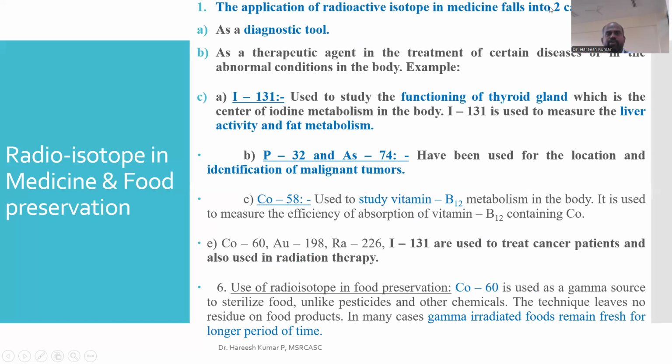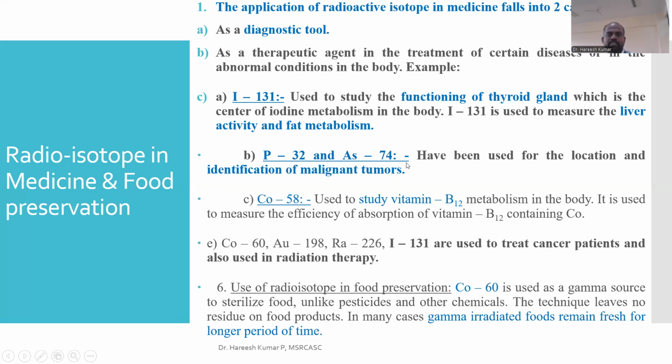Then the application of radioactive isotopes in medicine falls into two categories. One is as a diagnostic tool, and the other one is a therapeutic agent in the treatment of certain diseases or abnormal conditions in the body. For example, iodine 131 is used to study the functioning of the thyroid gland, which is the center of iodine metabolism in the body. Iodine 131 is also used to measure the liver activity and fat metabolism.